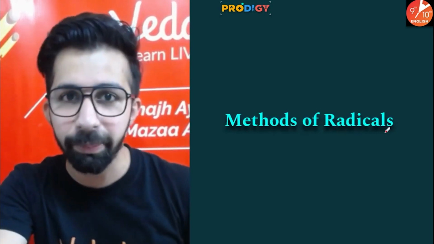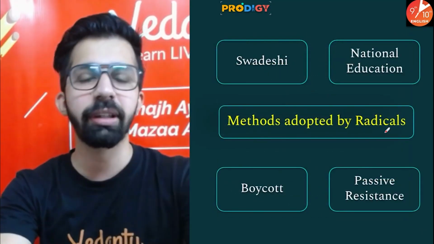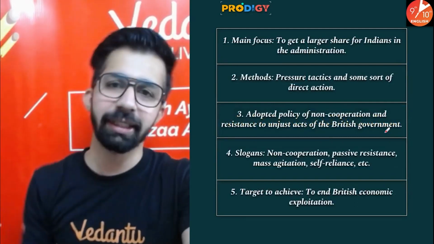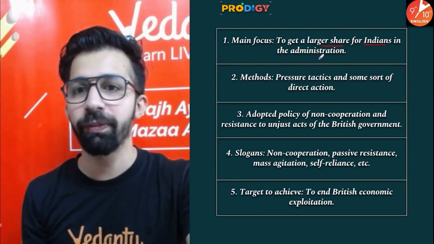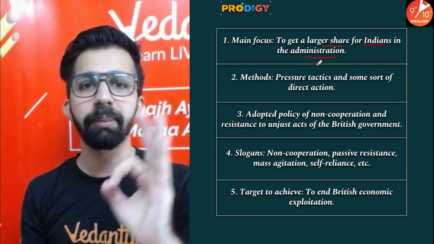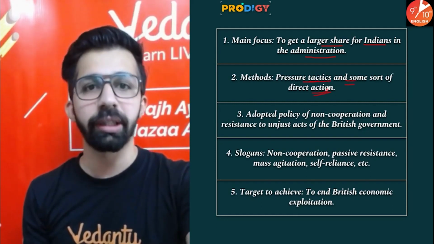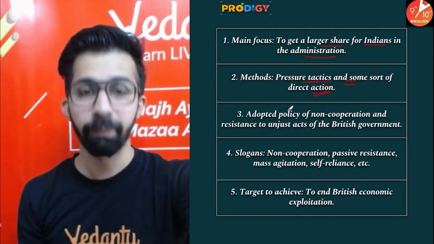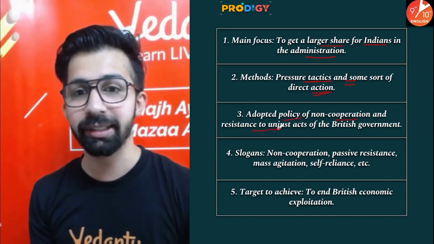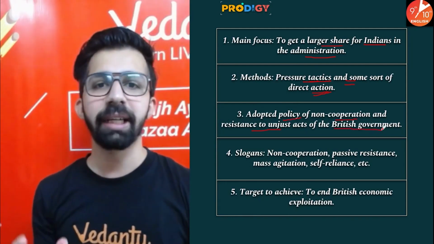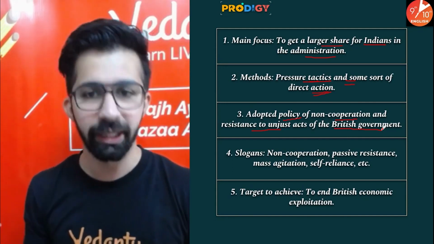So to get complete independence, they adopted 4 methods. Let's understand those 4 methods. But before that, the main focus of radicals, that is assertive nationalists, was to get a larger share for Indians in the administration. They wanted maximum Indians in the administration. The method was to pressurize the government to listen to their demands by direct action, by not following the rules and regulations of Britishers. They adopted a policy of non-cooperation and resistance to unjust acts of the British government. Simple as that. We will not cooperate with Britishers.